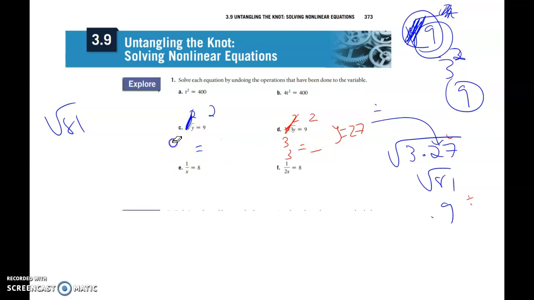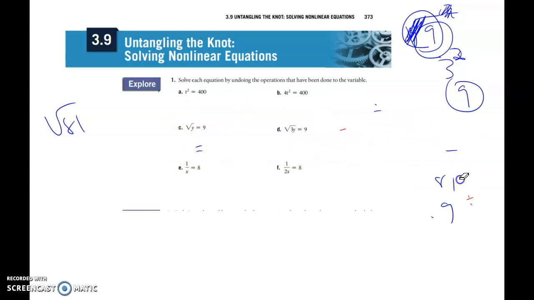And inverse operations undo each other, kind of like adding to and subtracting to. That's really what you're doing there as well. You're just undoing it by doing order of operations backwards, and those cancel.